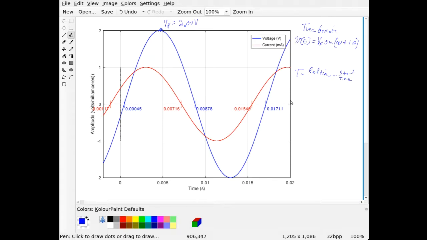Okay, so the end time minus the start time. So that's going to be 0.01711 minus 0.00045. And so if we do that calculation, okay, I'm going to flip over to my calculator. You guys won't see it here, but I'm going to flip over just to make sure I get 1711.